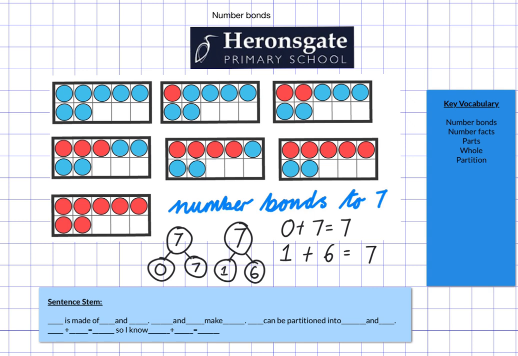So say if we looked at this number fact here, 3 plus 4 equals 7. So if I know that 3 plus 4 equals 7, then I know that 13 plus 4 must equal 17, or 23 plus 4 must equal 27, and so on.